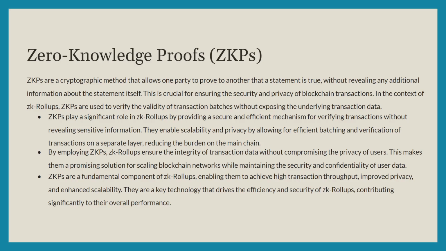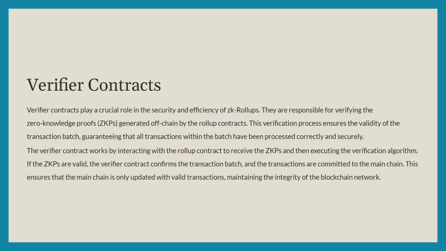ZKPs are a fundamental component of ZK rollups, enabling them to achieve high transaction throughput, improve privacy, and enhance scalability, which is a key technology that drives the efficiency and security of ZK rollups, contributing significantly to their overall performance. Let's talk about verifier contracts. Verifier contracts play a crucial role in the security and efficiency of ZK rollups. They are responsible for verifying the zero knowledge proofs generated off chain by the rollup contracts. This verification process ensures the validity of the transaction batch, guaranteeing that all transactions within the batch have been processed correctly and securely.